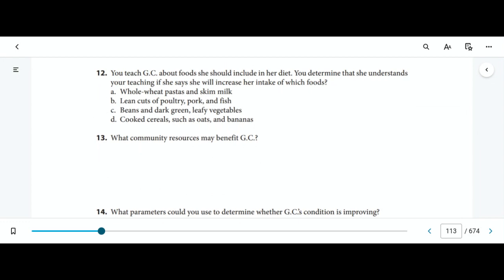We've got some votes for B. We have a vote for C. Okay, so I will tell you that the answer is C because there's not as much iron availability in poultry.